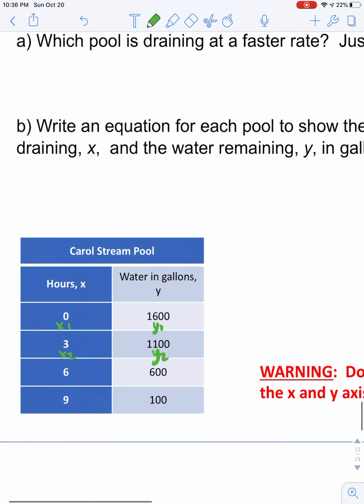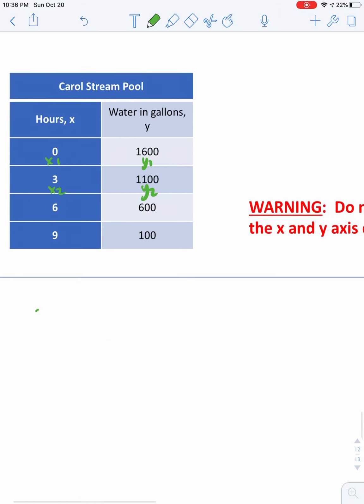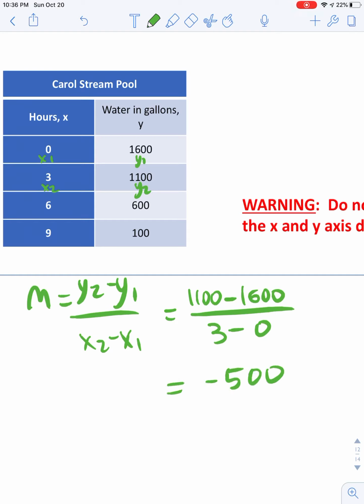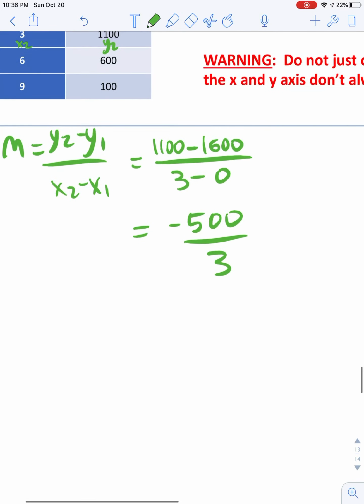So my slope formula for Carroll Stream would be y2 minus y1 over x2 minus x1, which is going to be 1,100 minus 1,600 divided by 3 minus 0, which would be negative 500 over 3. Now that's not a unit rate. What I'm going to do is divide top and bottom to make the bottom 1. So I'm going to divide top and bottom by 3. The bottom, well, 3 divided by 3 makes 1. That was our whole goal.